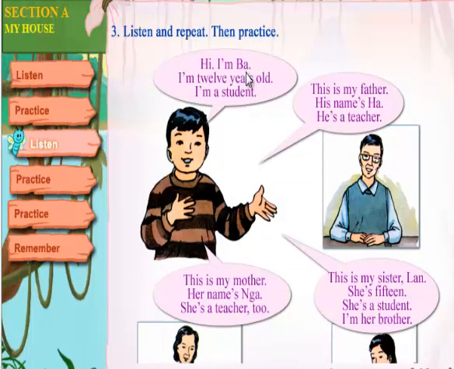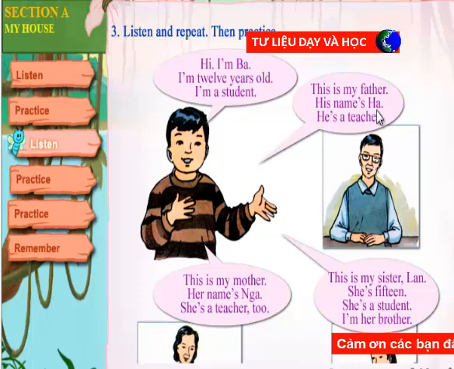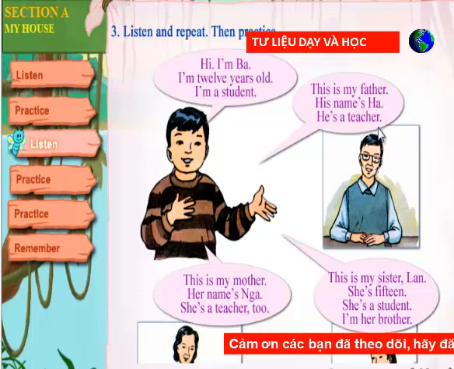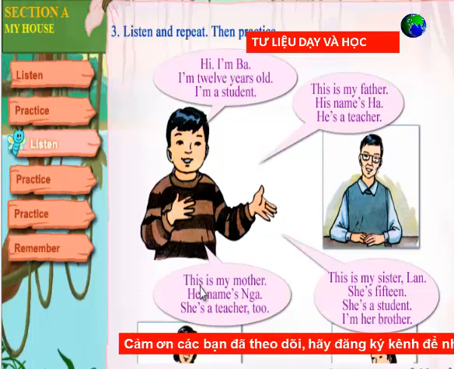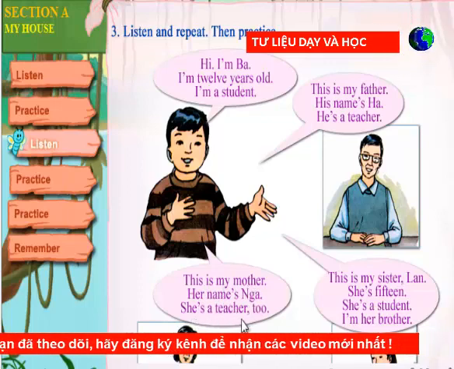Hi, I'm Ba. I'm 12 years old. I'm a student. This is my father. His name's Ha. He's a teacher. This is my mother. Her name's Nhat. She's a teacher too.